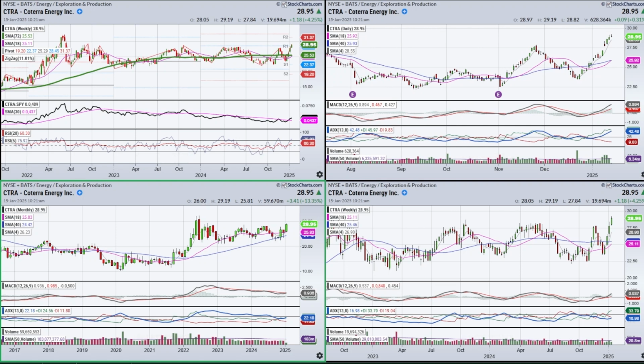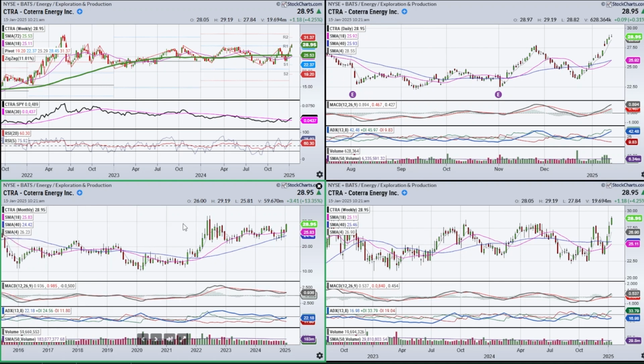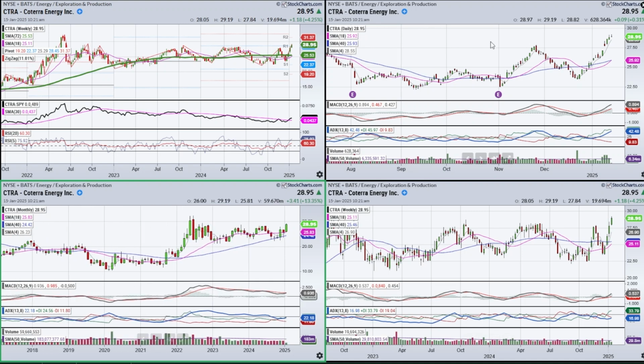Now, one thing I did want to point out, I'm only doing the monthly, weekly, daily, and then an extra weekly this week. There weren't any short-term questions, so I figured I'd leave the hourly off, and we can get a little bit better look at each one of these time frames.